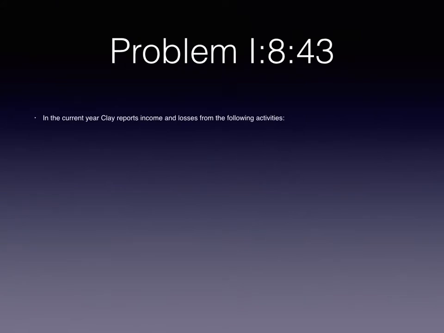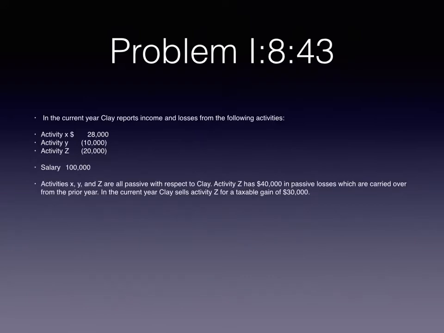Okay, problem 843. In the current year, Claire reports incomes and losses from the following activities: activity X, Y, and Z, and reports a salary of $100,000. X, Y, and Z are all passive with respect to Clay. Activity Z has $40,000 in passive losses which are carried over from the prior year, so these are passive losses that were not able to be offset against passive gains during prior years. So in the current year, Clay sells activity Z for a taxable gain of $30,000. Well, what does that mean?